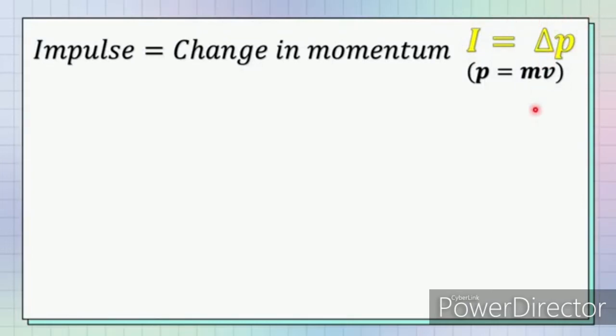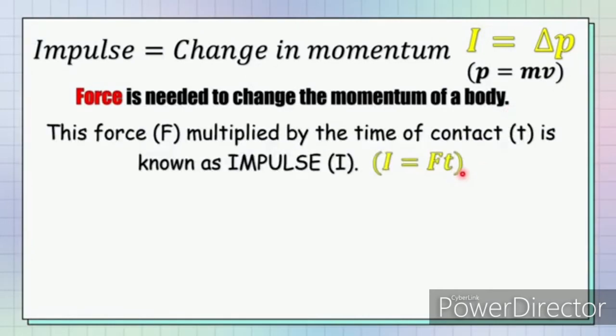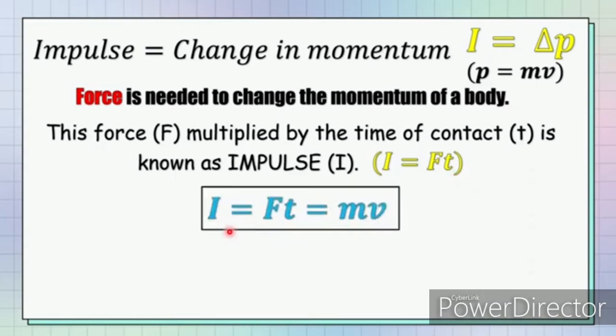And remember, class, that momentum is equal to the product of mass and velocity. Just like our example, there is a change in momentum. And for that to happen, force is needed to change the momentum of a body. This force multiplied by the time of contact is known as impulse. Impulse is equal to the product of force, which is expressed as capital letter F, and time, which is expressed as small letter t. Analyzing these concepts, class, we can say this equation.